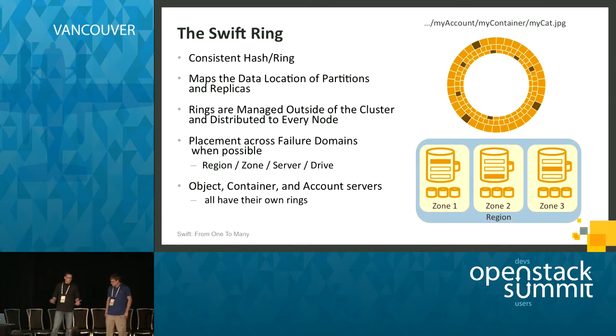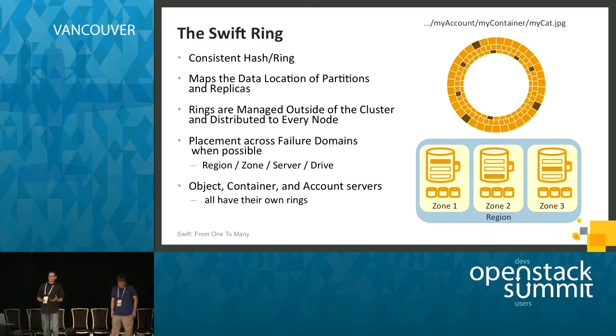So as we talk about geographic scale, it's always good to just revisit the Swift ring. Again, I don't think you can have a Swift talk without talking about the ring. I felt compelled. So Swift ring is a consistent hash ring. And really, it's all about mapping the data location of partitions and replicas onto the cluster. The Swift rings are managed outside of the cluster, and they're distributed to every node. And when you put data into Swift, it's going to place that data across as many failure domains or fault domains as possible. It will try and go against multiple regions, then go down into multiple zones, servers, drives, etc.